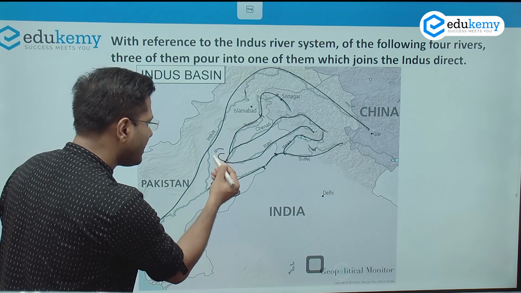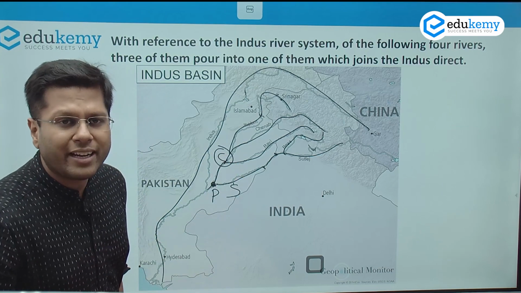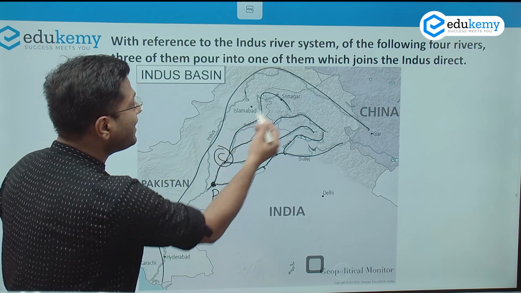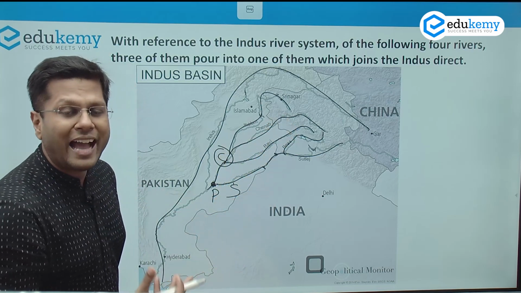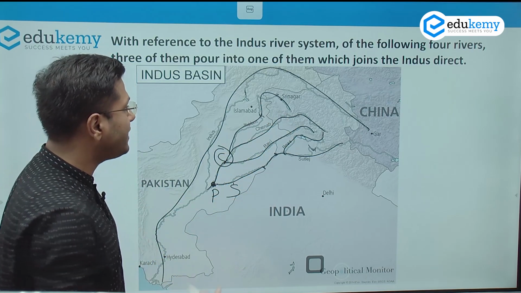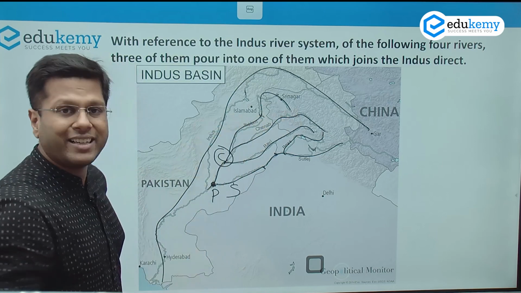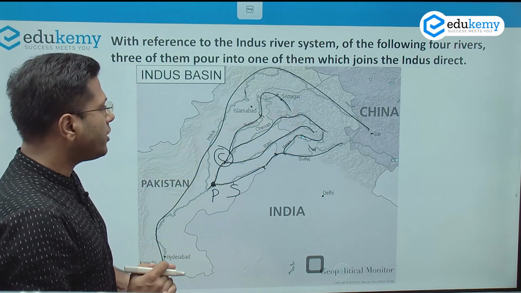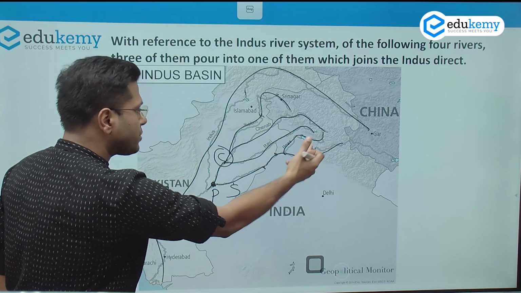Somebody says it is called Chenab. Another argument for calling it Chenab is that Chenab is the larger river. It carries a larger amount of water, right? It has deep gorges, so it carries a huge amount of water. However, some people also say it is Sutlej.